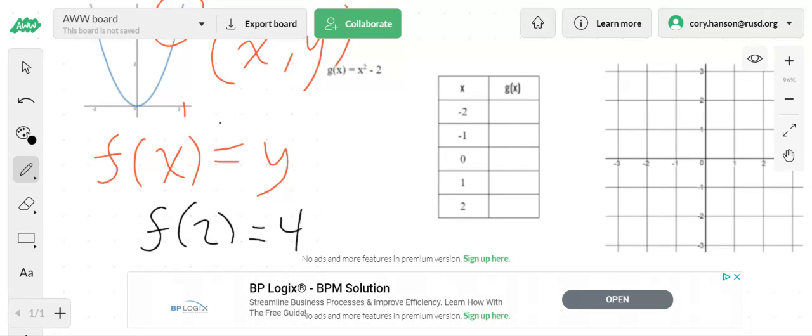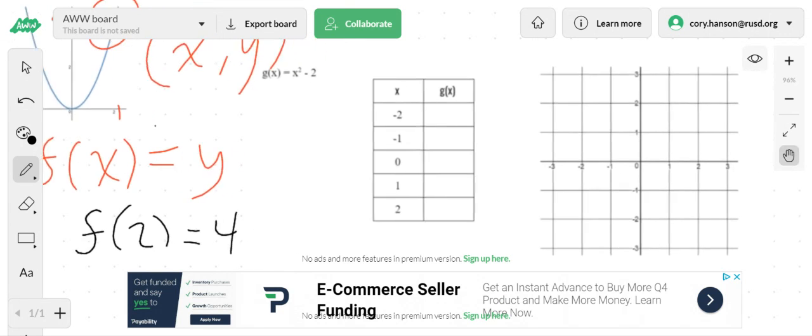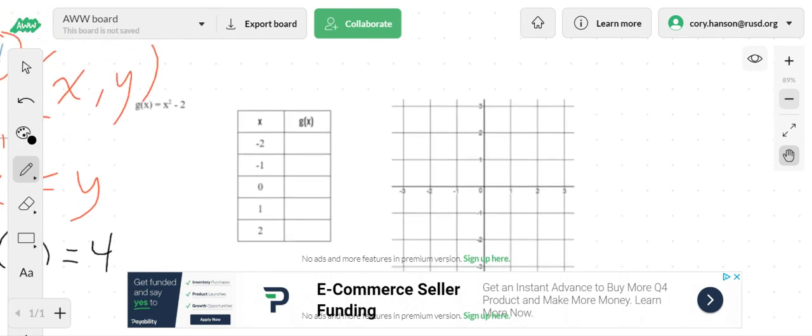What that really means is, for this specific function, right now we don't know what the equation is. We just know it's a function. When you put 2 in, you're going to get 4 out. That's what we know.